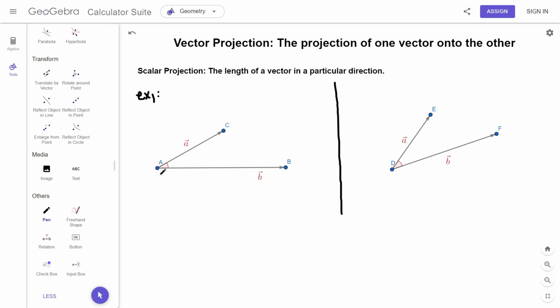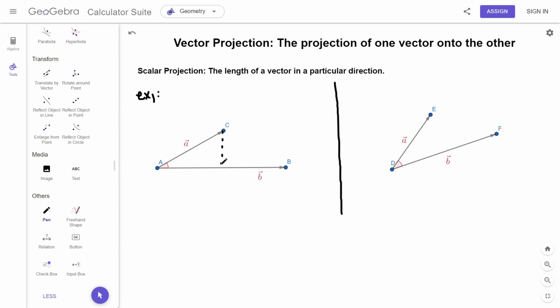We have two vectors, A and B. Vector A starts at point A and ends at point C, while vector B starts at point A and ends at point B. The scalar projection of vector A onto vector B is a measure of the length of A in the direction of B. It is a scalar value, not a vector.